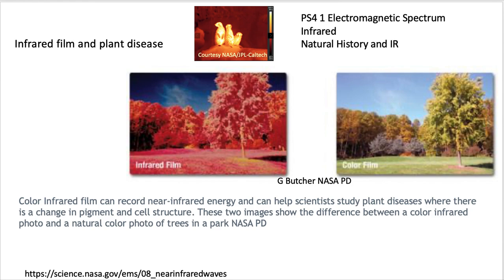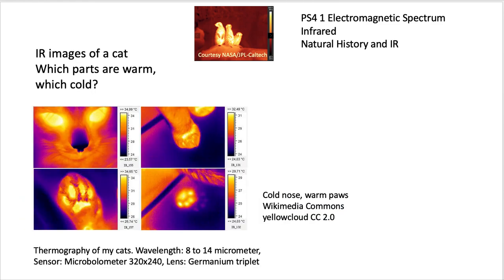And here, able to use infrared films from infrared cameras to detect plant diseases, to look for differences in appearances in pigment and cell structure, and how the infrared will pick out different features of the trees.